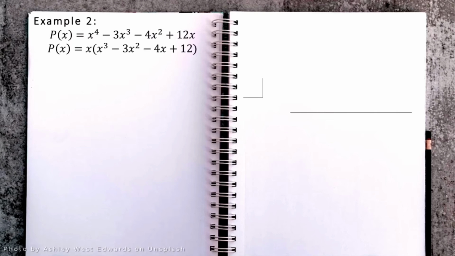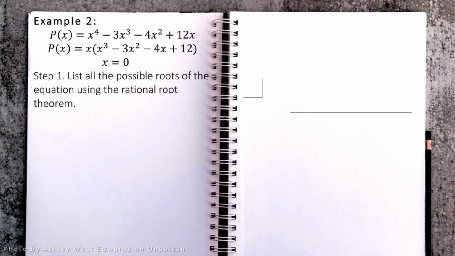And then, p of x is equal to x times the quantity x cubed minus 3x squared minus 4x plus 12. Then, using the zero product property, now I can get the first zero that I have, which is x is equal to 0. Therefore, 0 is the first zero of my polynomial function, or 0 is the first solution that I have.